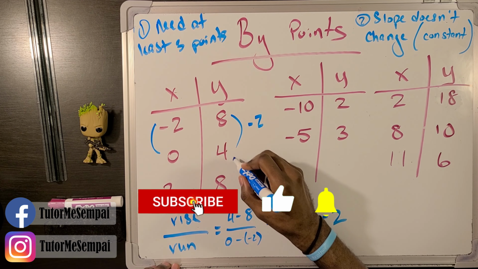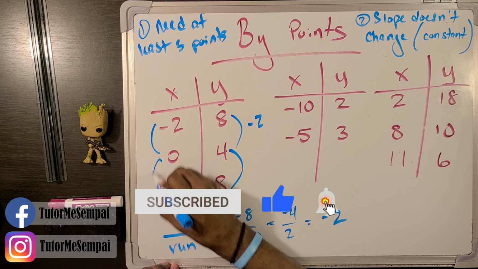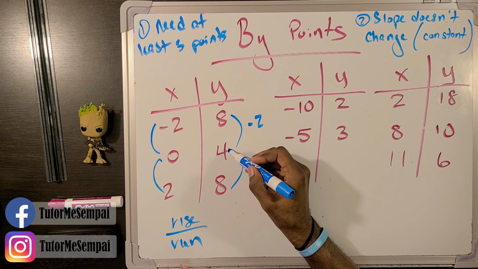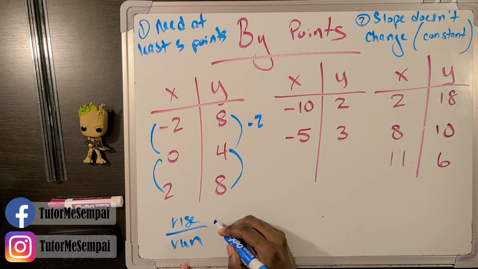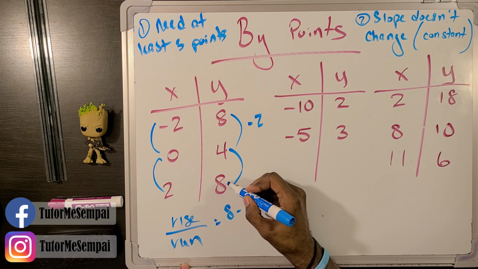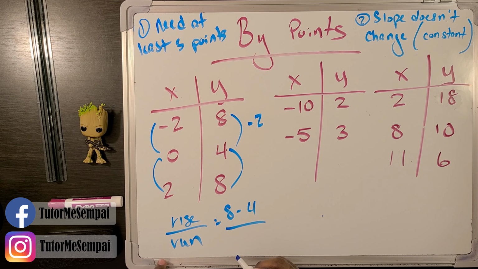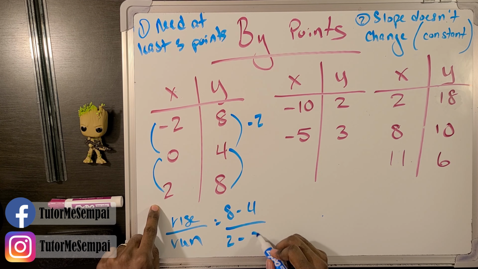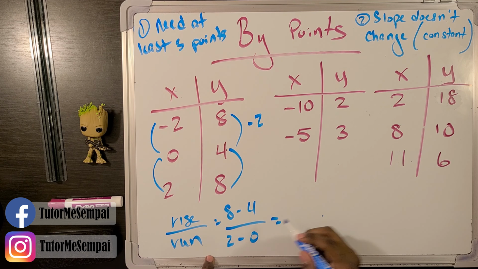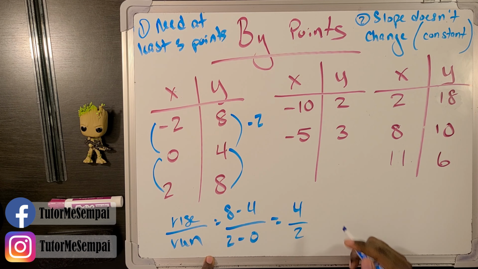Now we're going to do the same thing for this. What's our rise over run? So rise is going to be, well, starting at 4 now here, right? We're finishing at 8 and we started at 4. So 8 minus 4, and our run is going to be 2 minus 0. When we simplify that, we get 4 up top and 2. So our slope in this case is going to be 2.